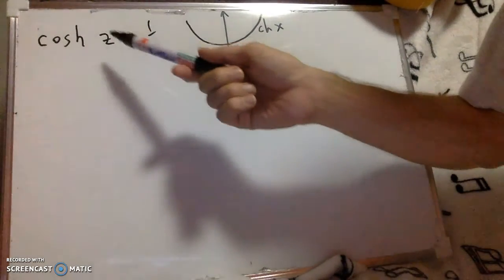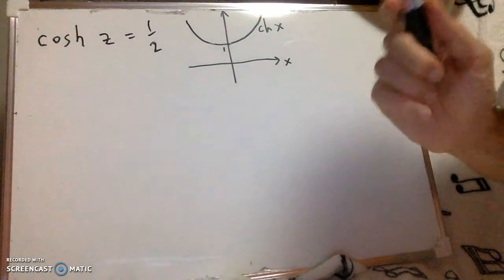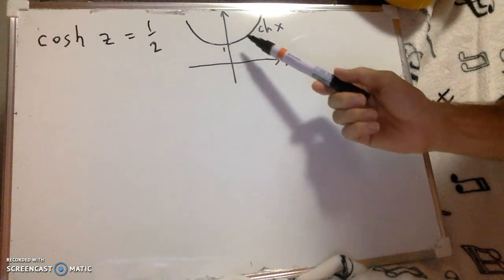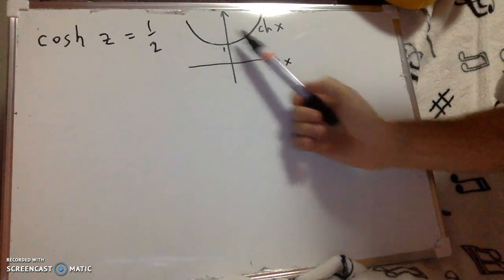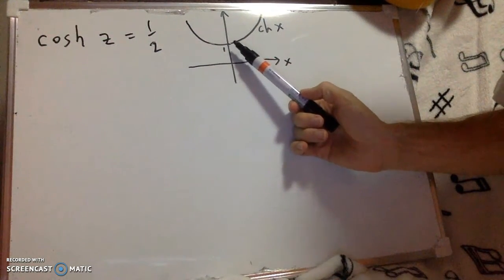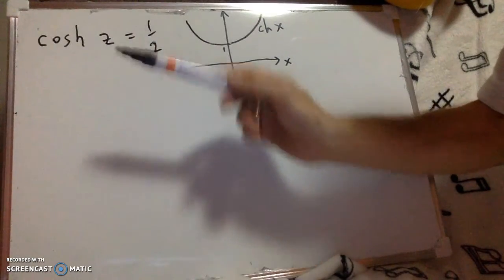So the problem is to find all solutions of this equation here, cosh z equals 1/2. Now it helps if we know that if x is real, the graph of cosh x looks like this and has a minimum value of 1. So that means that it's impossible that z is real. z must be a complex number.